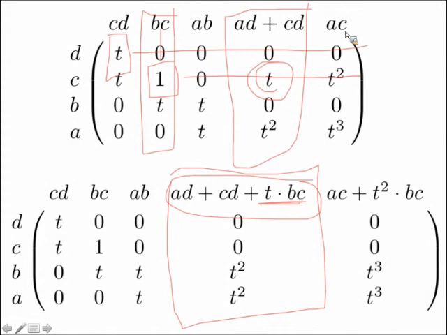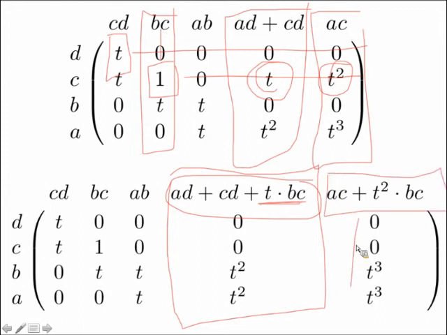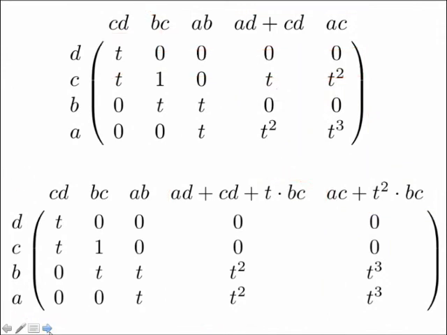And we do the same thing to remove this T squared. We do the BC plus AC plus T squared times BC, and we get this new generator, and its boundary, keeping track of time, will be this right here. Any questions? So now we'll take this matrix and continue simplifying.